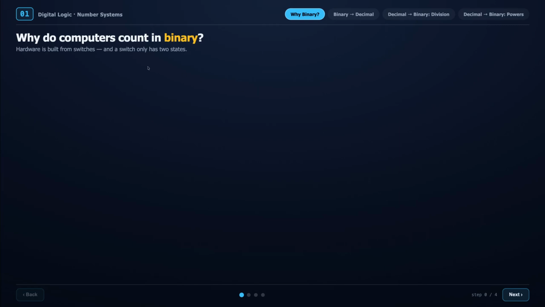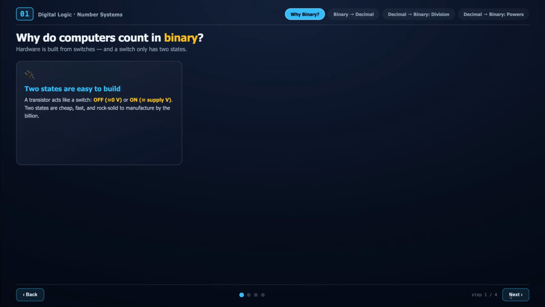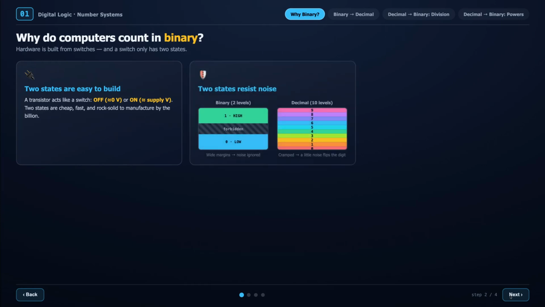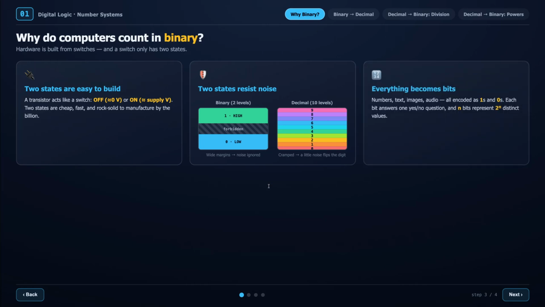Well, because we've talked about this. There are basically two states. This comes from the fact that we have transistors that turn on and off. And so you can have a high level represent a 1 and a low level represent a 0. And we've talked a little bit about how this gives you some noise margin so you get more reliable computing. Decimal would require 10 levels, a level of complexity that is just not practical for how we design digital systems. So everything becomes bits.